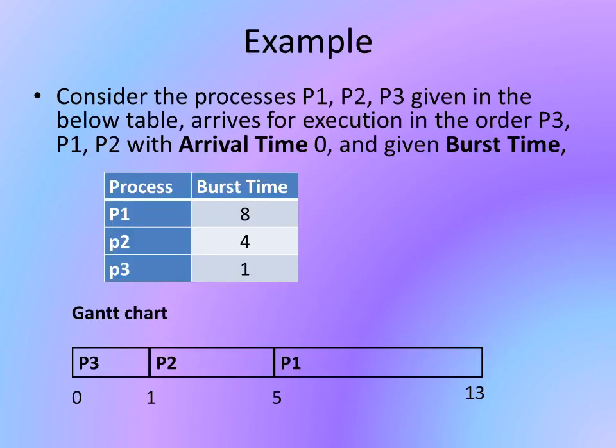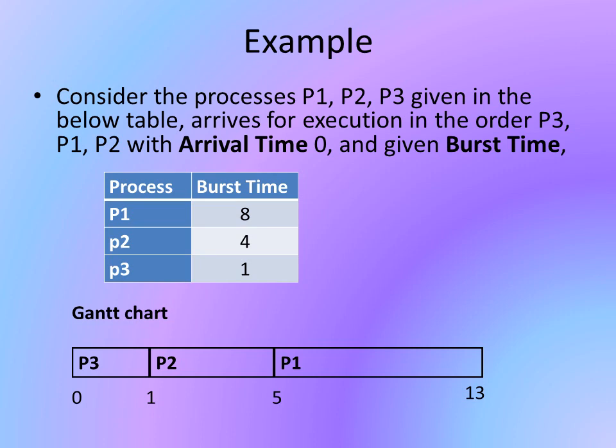Now let us understand shortest job first using an example. Suppose there are three processes P1, P2 and P3, all arriving at the same time, that is time equal to 0, and the burst time, that is the time required to complete execution, is given in the table below. P1 needs 8 seconds, P2 needs 4 seconds and P3 needs 1 second.